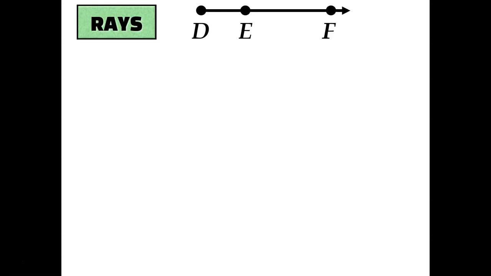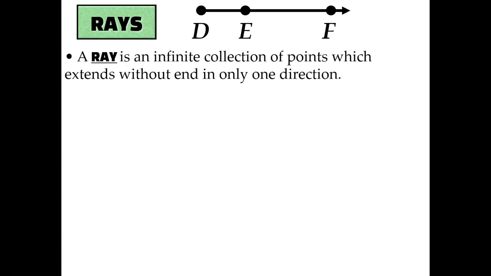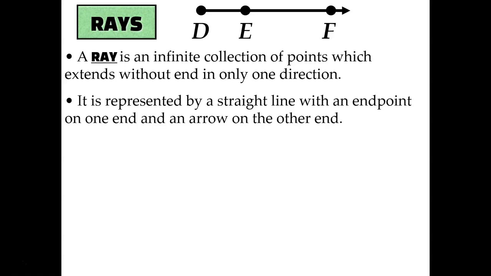Now let's talk about rays. Rays are an infinite collection of points that extends without end in only 1 direction, which is different than a line. Lines extend in both directions. Rays only go in 1 direction. So as you can see on this figure, one side of it has an arrow, and the other side doesn't. That's what makes it a ray. One side goes forever, the other side does not.